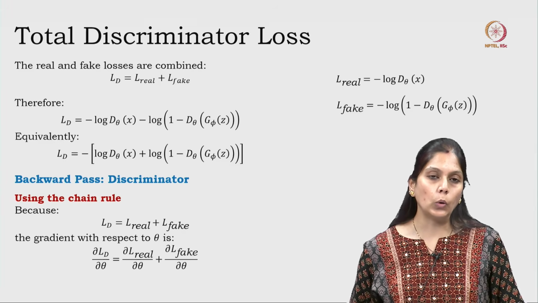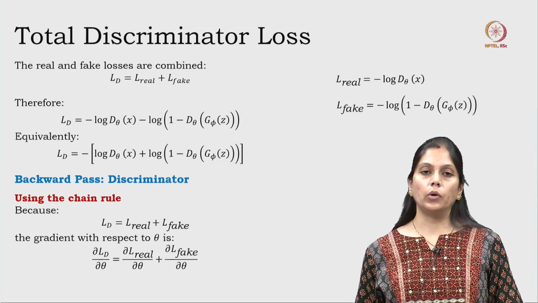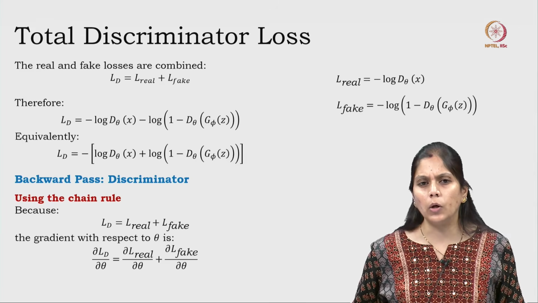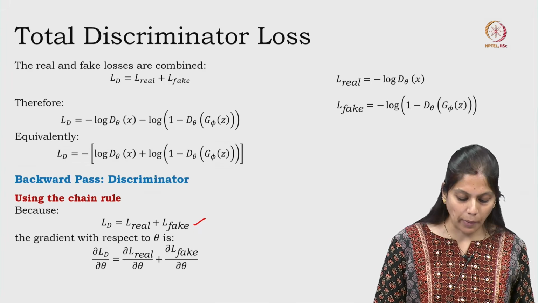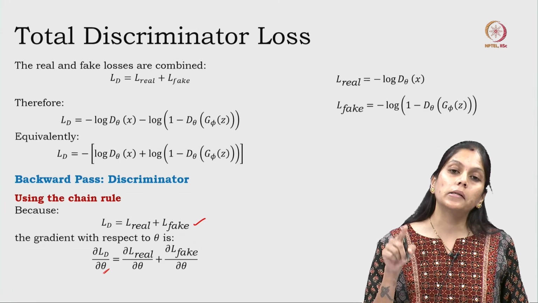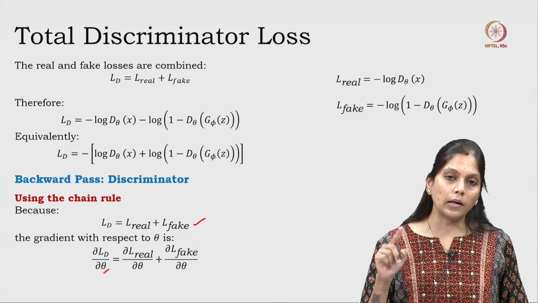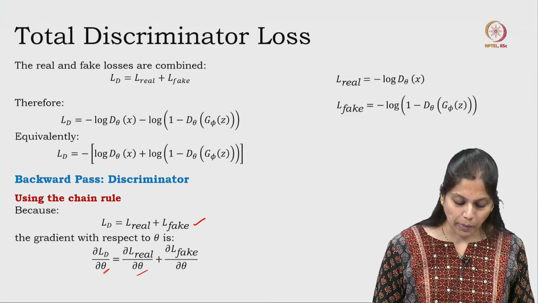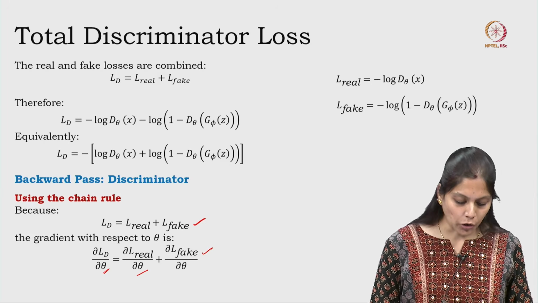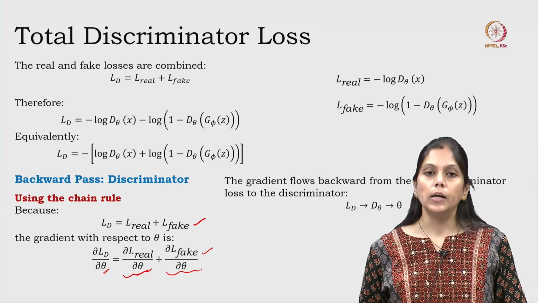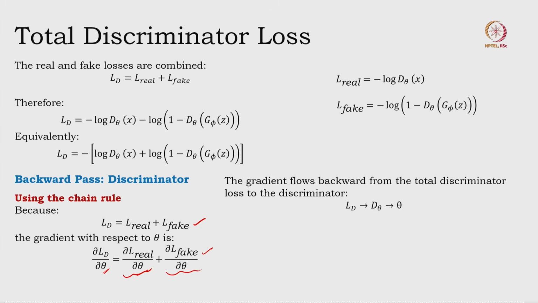So, using the chain rule, backpropagation is all about computing the gradients. If this is the loss, then the chain rule says derivative of loss with respect to theta. Why theta? Because you have to update the discriminator parameters. Discriminator parameters are theta. So, the derivative of loss with respect to theta is the derivative of L real with respect to theta plus the derivative of L fake with respect to theta. Which means now you should compute this and you should compute this. So, the gradients have to flow back. From where will it flow back? From the total loss LD. From there you will come to the discriminator parameters. So, the path is very short here.